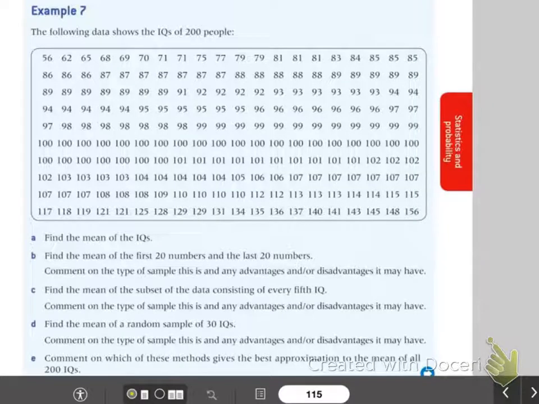So we're given this table now, and it wants us to talk about this. I would highly suggest that you take the time, put all of those numbers onto your list, and then you can find the average of the IQs. So add them all up, divide by 200, and then find the mean of the first 20 and the last 20 members, and then read through here.